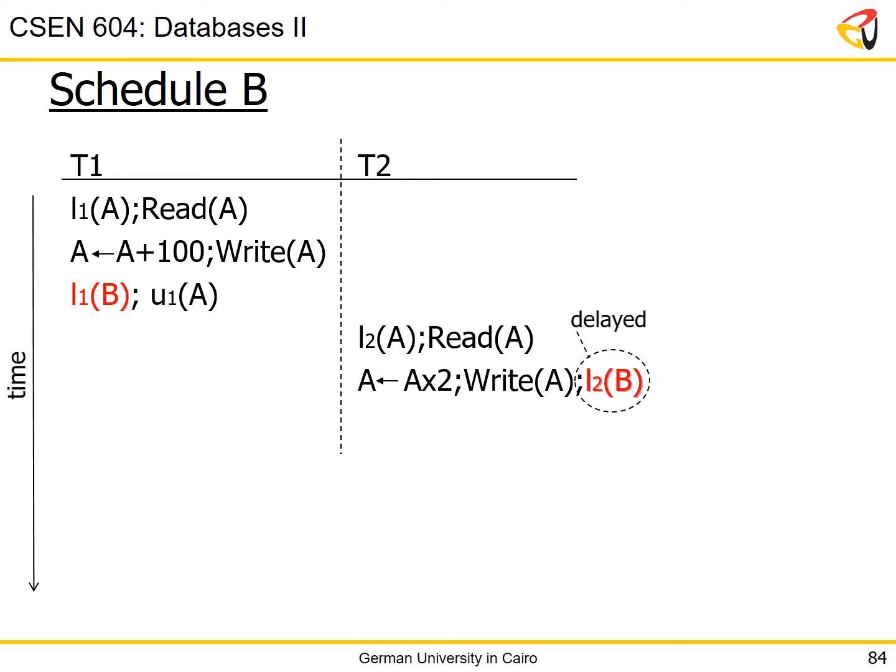If you look at T2 steps, I will request a lock on A, read A, multiply by 2, write A, and then request a lock on B before I unlock A. So again, two-phase locking means I'm going to go through two phases. The first phase, I request all the locks I will ever need. And in the second phase, I unlock all the locks I got that I ever needed.